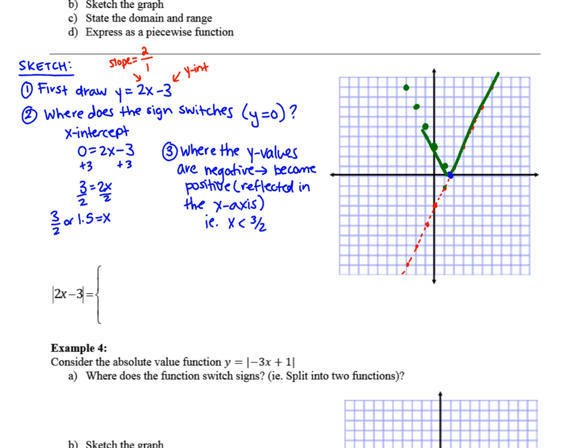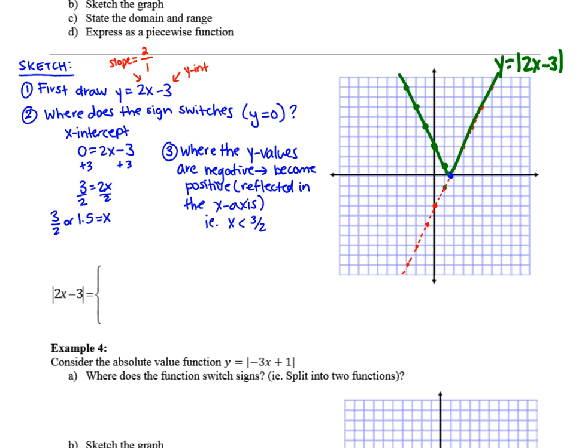I know you could plug this into your calculator. I know you can look up a table of values, but can you understand what's happening? That's why we're going through all these steps. So the green graph is our graph of the absolute value of 2x minus 3.